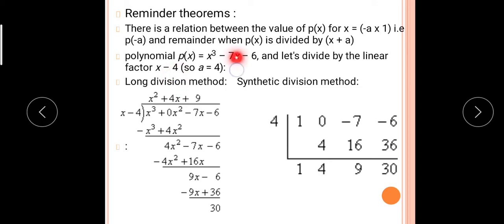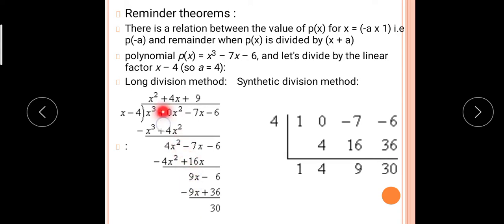So what is the dividend? The dividend is x cube minus 7x minus 6, and the divisor is x minus 4. Firstly we will solve this example by the long division method, after that the synthetic division method, and after that the remainder theorem. Now students, let us see how to solve by the long division method.